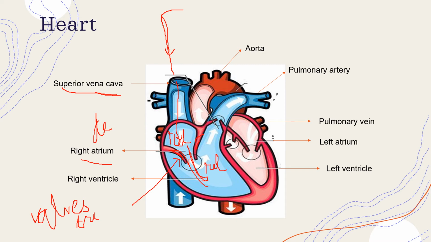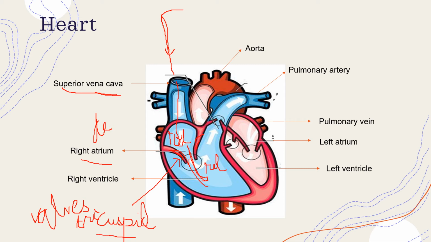Don't worry, I have already written the word form, so that for your information you are aware of it and don't get confused. Okay, which is that valve which is present in between the right atrium and right ventricle? It is the tricuspid valve.